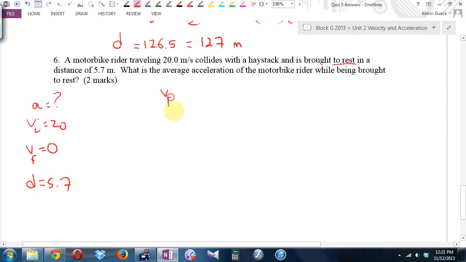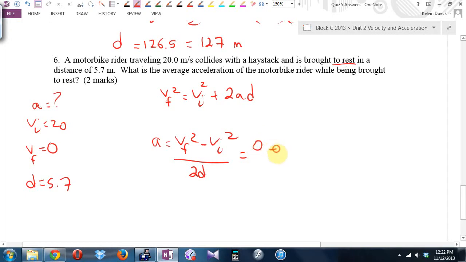This is one of the more complicated equations. I'll write it out initially here. VF squared equals VI squared plus 2AD. This is the one I'm going to be using. Getting the A by itself, I think I would subtract this to that side and then divide by 2D. I think A is going to be VF squared minus VI squared divided by 2D. 0 minus 20 squared divided by 2 times 5.7.